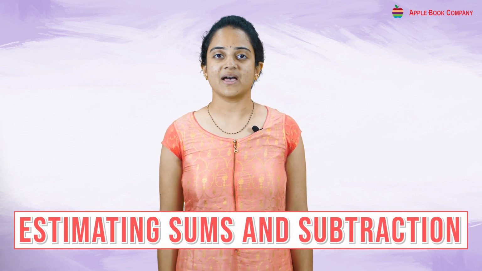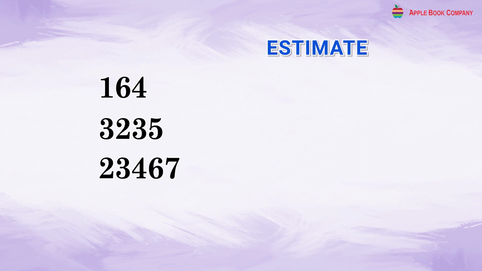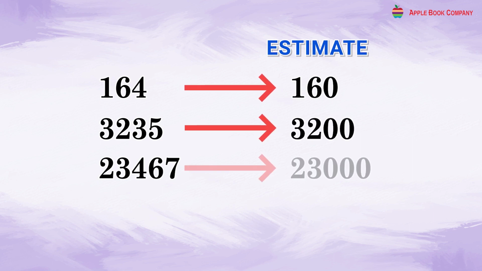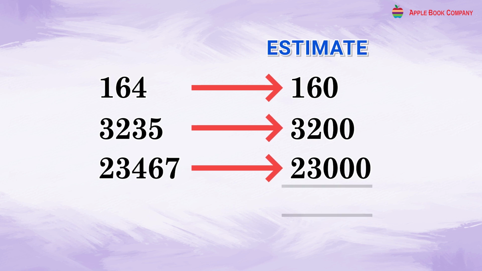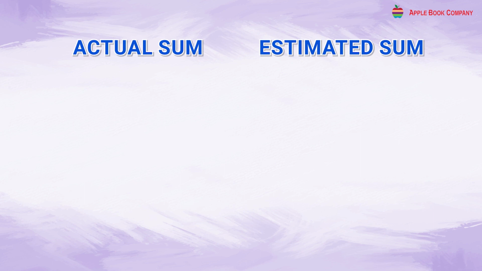Estimating sums and subtractions. To estimate a sum or a difference, first round off each number to its nearest tens, hundreds or thousands as per the number of digits in the numbers, and then add or subtract. Let's look at some examples.